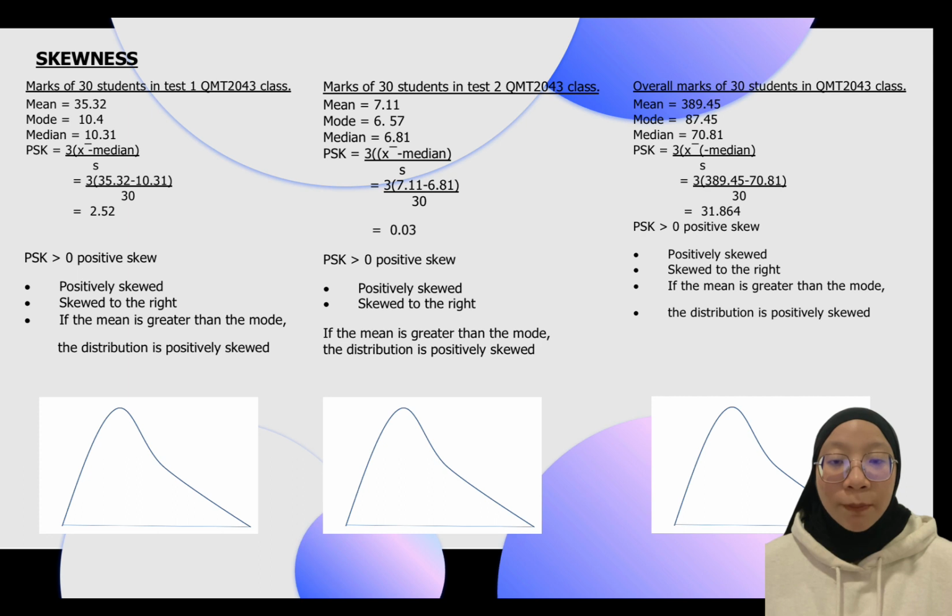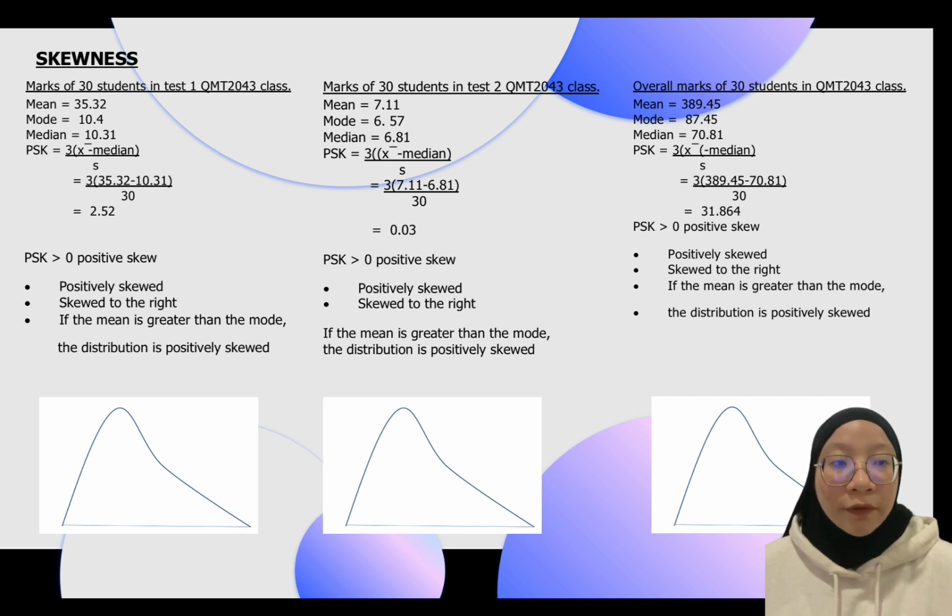So now my topic is skewness. First, I'm going to talk about test 1. Here you can see the table of marks of 13 students in test 1 QMT. First, we are going to find the mean, mode, and median. The mean total is 35.32, the mode is 10.4, and the median is 10.31.